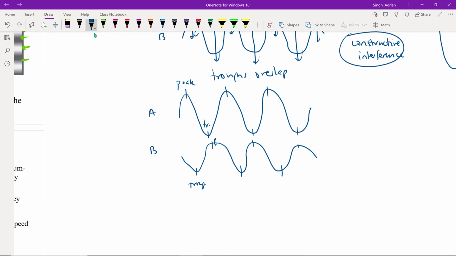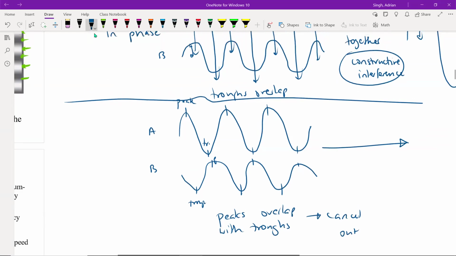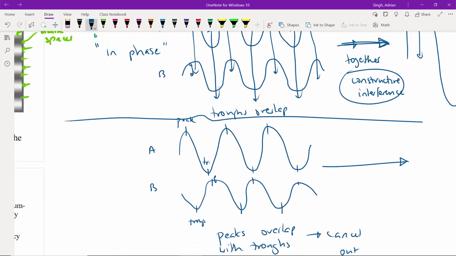Okay, so here we have now peaks overlapping with troughs. And as a result, they cancel each other out. Okay, so what happens then? We say that those waves are out of phase. And they cancel each other.